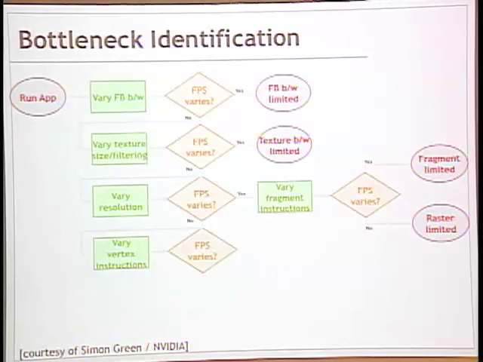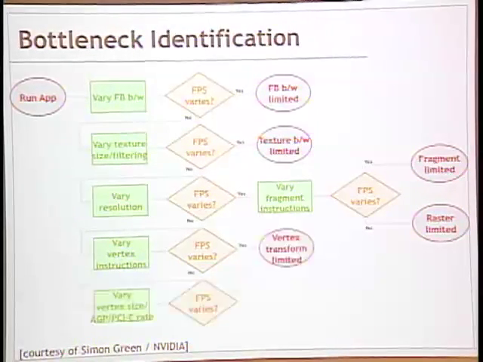Nothing changes. Now what we go do is change the vertex program. We're moving sort of backwards up the pipeline here. And we say, all right, we're going to vary the complexity of the vertex program. We used to have this big complicated thing. Now it's something really simple. Does that vary it? Well, if it does, then perhaps we're limited by the vertex transform. Then, okay, that doesn't do it either.